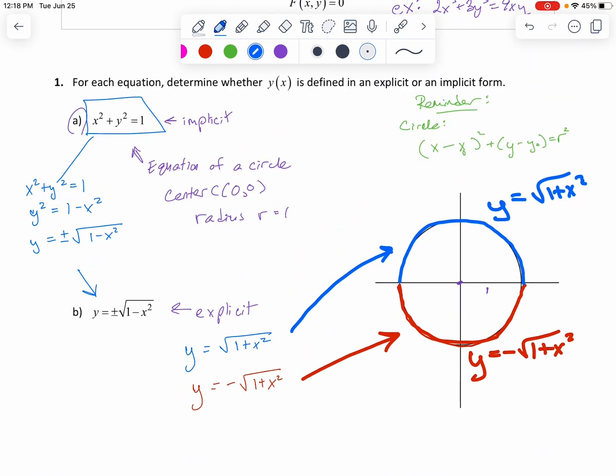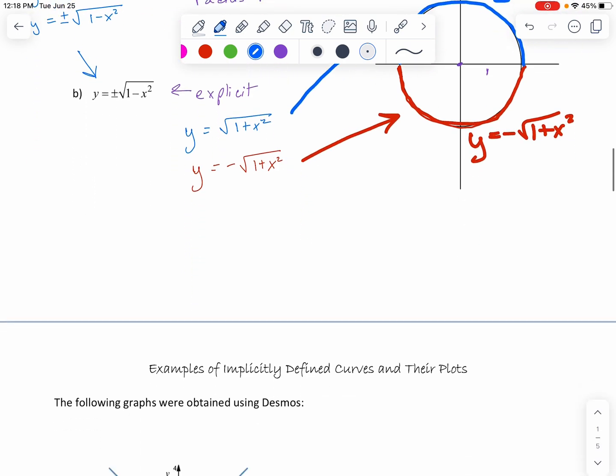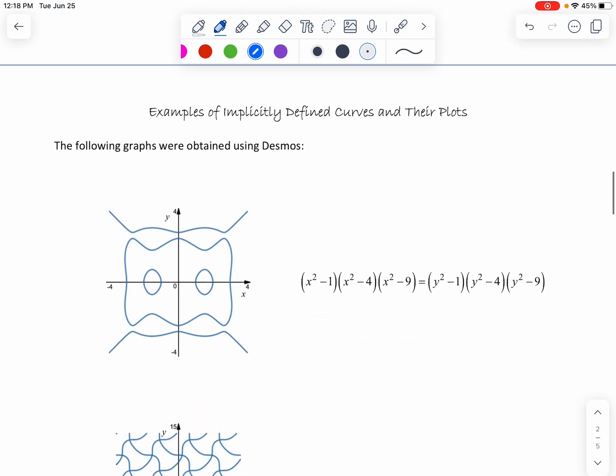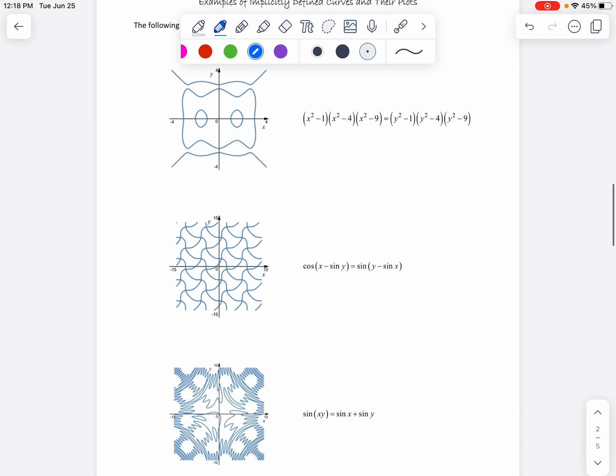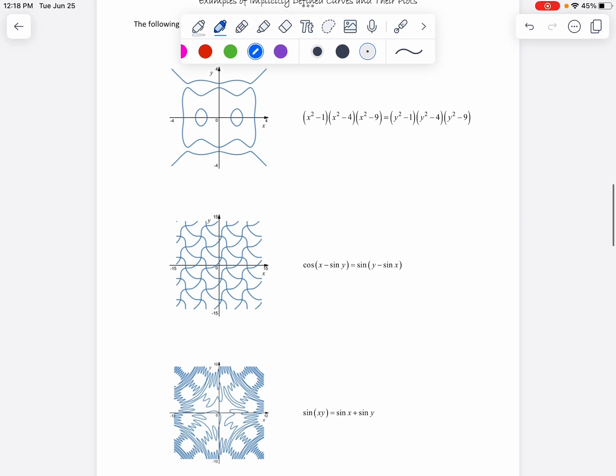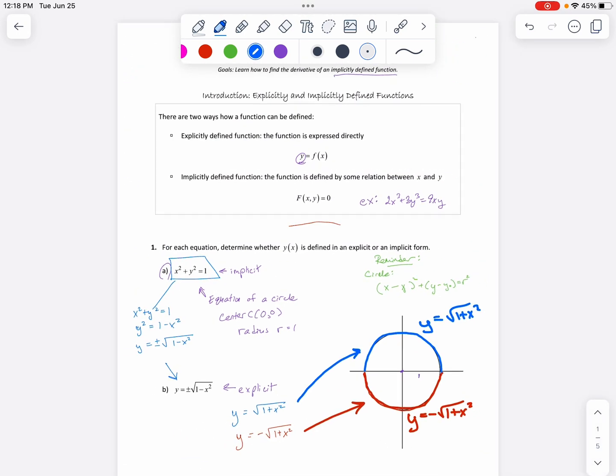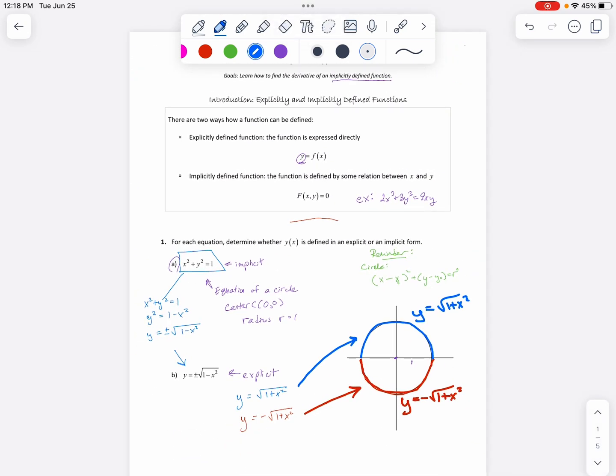Some examples of things that are defined implicitly give us some really beautiful graphs. These are all done in Desmos. You can see these equations get quite complicated and make really beautiful things. But, of course, I could not solve for y because none of these are functions. So that's implicitly defined functions.